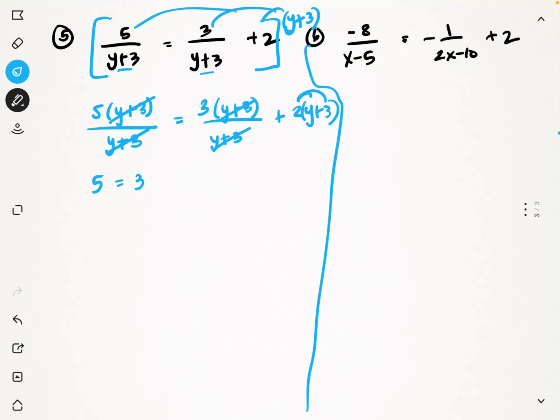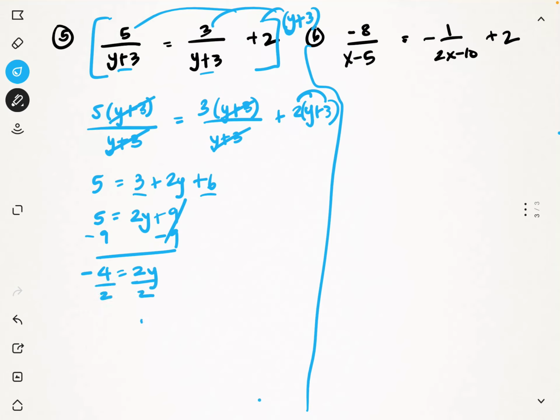Let's distribute this in the same step. So 2 times y is 2y, and then 2 times 3 is 6. We'll combine our like terms. So 3 plus 6 is 9. And then let's go ahead and use our algebra. So I'm going to subtract our 9 to get 0. 5 minus 9 is negative 4. Then we have the 2y left on the right side. So we just need to divide by 2. So y is going to be equal to negative 2.